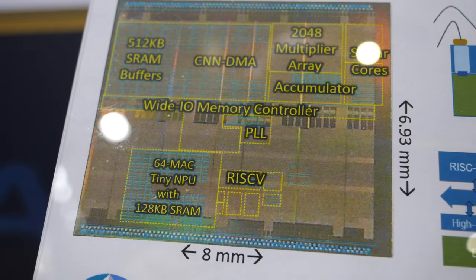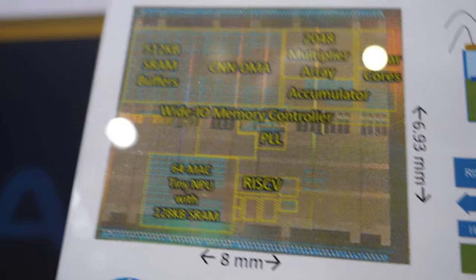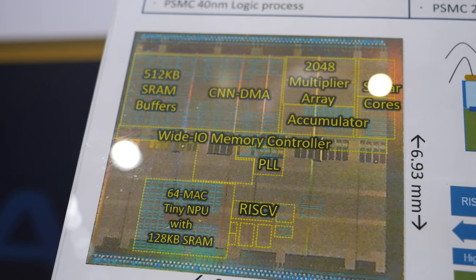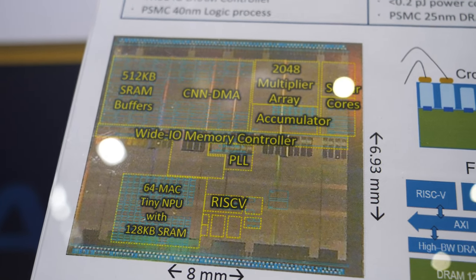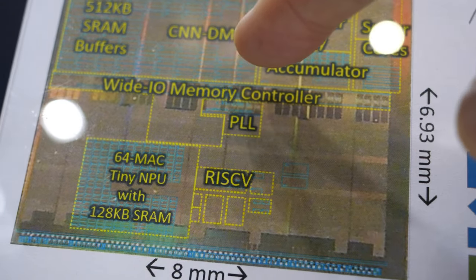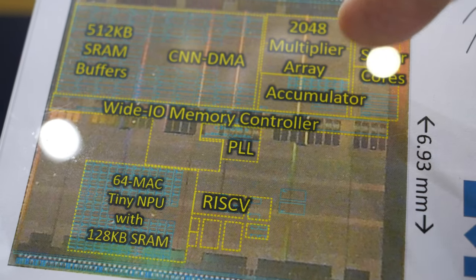And you work with the RISC-V? Yes, that's the core to operate, to control the system. So it's a RISC-V SoC. And also there's a CNN engine. Very cool.